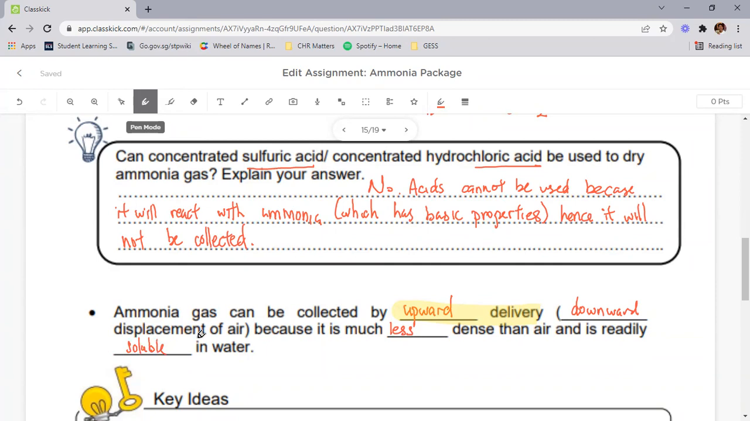And so you say, sure? I don't understand. Why? Okay, this one, I know, links to upward delivery. Then why do you suddenly talk about displacement? Why is it soluble in water? What's the idea? If the gas is soluble in water, it means that I cannot use the displacement of water method. That's why you need to indicate that also. So upward delivery because it's less dense than air, and because it's soluble in water, you cannot use the displacement of water method.